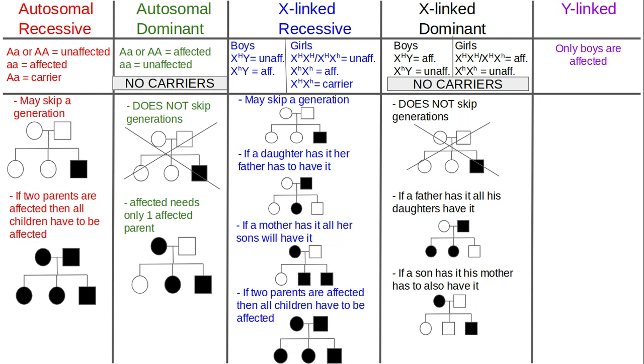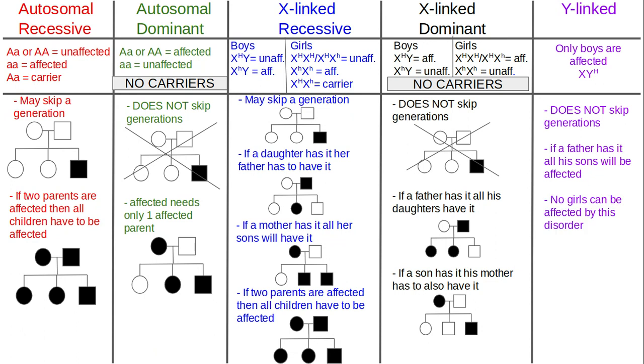So in Y-linked, only boys are affected. In this one, the more likely chance is that it's carried on the Y chromosome. Again, it will not skip generations. It's fathers to sons. No girls in the pedigree will be affected, and it looks something like that.